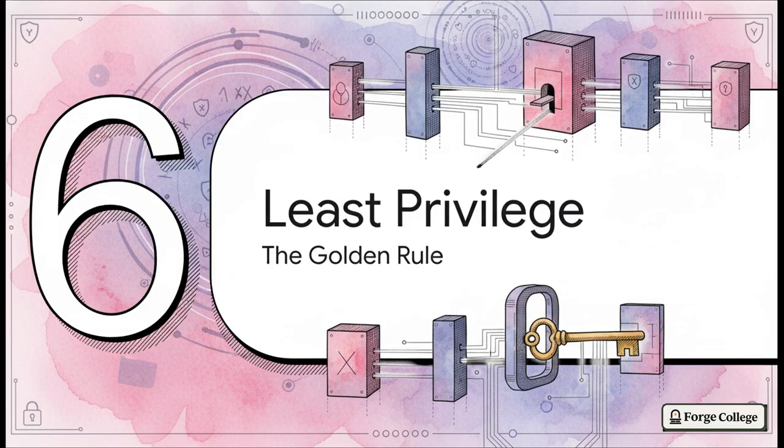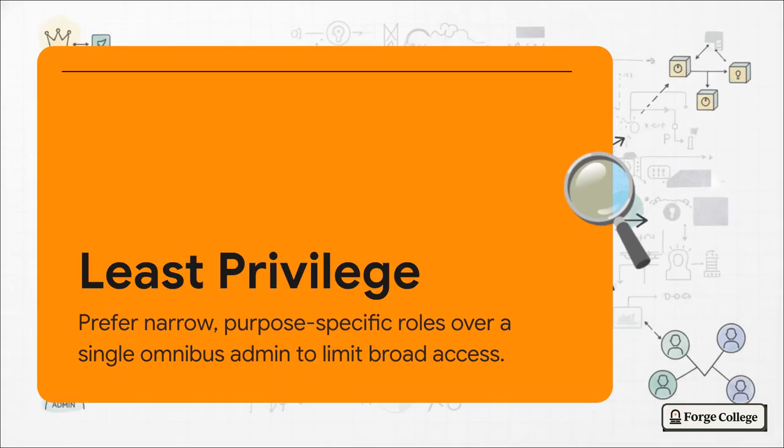Section 6. Applying least privilege. The golden rule. Listen, if you take only one concept away from this entire explainer, please let it be this: the principle of least privilege. You need to give people only the exact access they strictly need to do their specific jobs and absolutely nothing more. Never, ever create a super admin who can do everything if you can possibly avoid it.